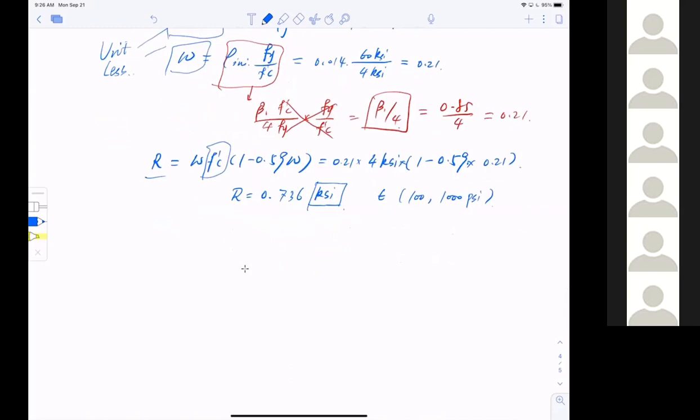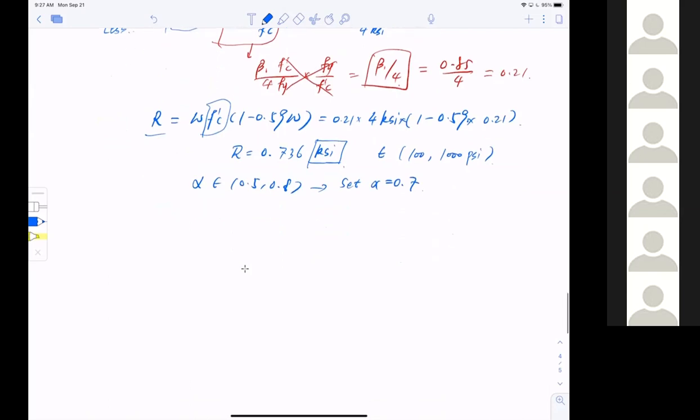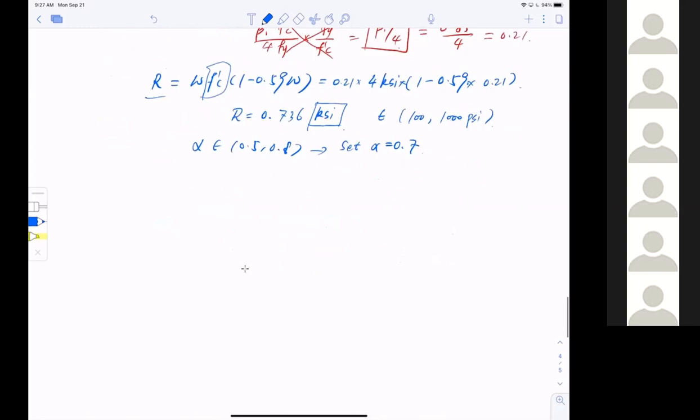All right, so with that, I'm just going to assume some number. So I said alpha has to be between 0.5 and 0.8, okay? So set alpha equal to 0.7. You say why? Well, no reason, I just select the number, and it's between the range. So I have freedom to choose, right? You can choose a slightly different number, that's fine.